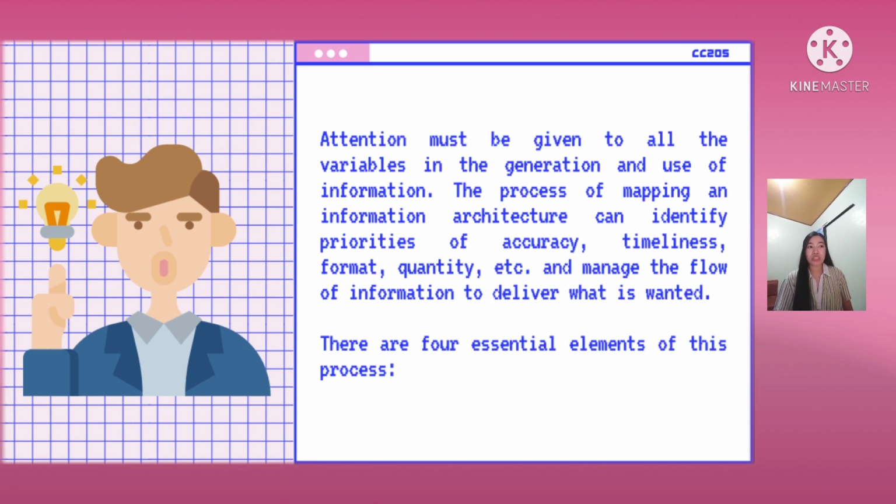Attention must be given to all the variables in generation and use of information. The process of mapping an information architecture can identify priorities of accuracy, timeliness, format, quantity, etc., and manage the flow of information to deliver what is wanted. There are four essential elements of this process.